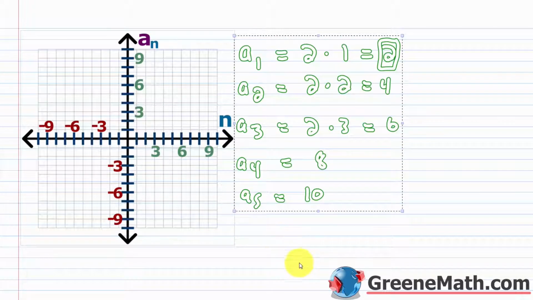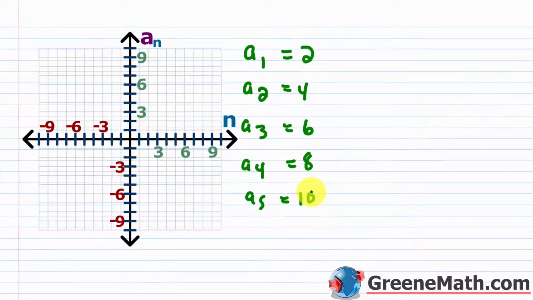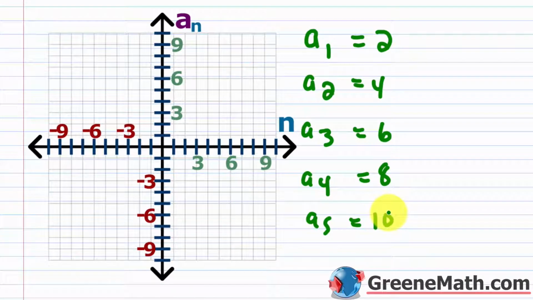So another common task will be to plot these guys on the coordinate plane. Let me just clean this up. So let's say this is 2, 4, 6, 8, and 10, okay? You can think about these as ordered pairs, just like if you had x and f of x, or x and y. But now we have n, and we have a sub n. So this is just like if you had x and y, or x and f of x.